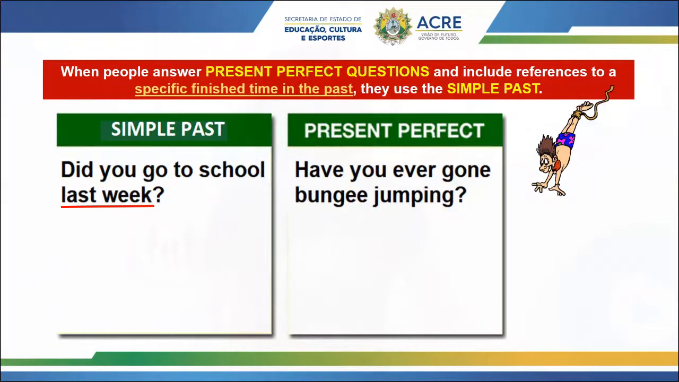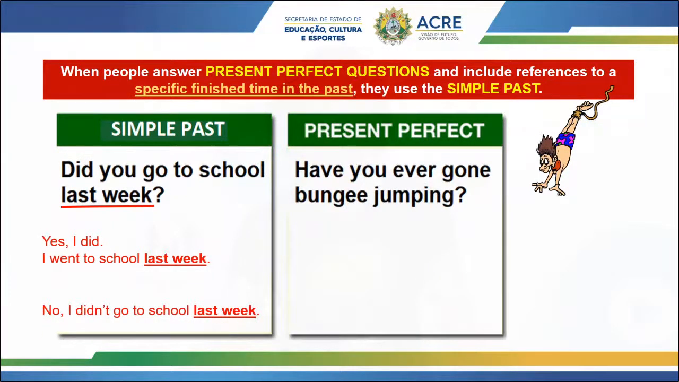Okay, now let's see some simple past and present perfect questions and answers. Pay attention. When people answer present perfect questions and include references to a specific finished time in the past, they use the simple past. Simple past. Did you go to school last week? Yes, I did. I went to school last week. No, I didn't go to school last week. This situation has a specific time, last week. That's why we are using simple past.